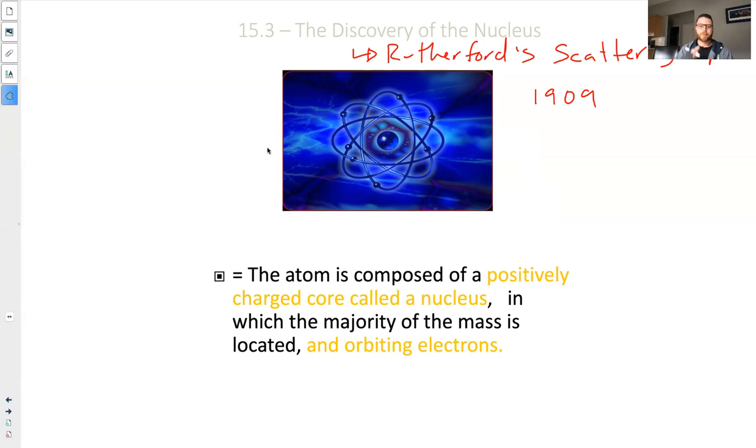From the results of this experiment, he concluded that the atom is composed of a positively charged core, which is termed the nucleus. This is where the majority of the mass is located, as well as the protons and neutrons, right? The nucleons. And then we have electrons, which orbit that positively charged nucleus.